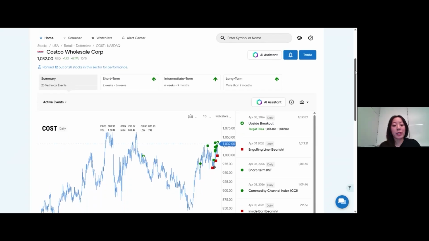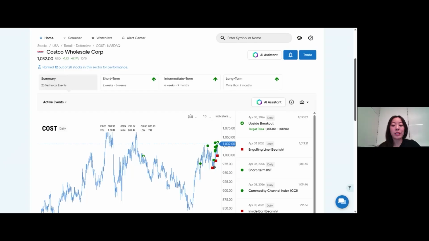So like I mentioned earlier, the Technical Insight tool analyzes price movements, chart patterns, indicators, and momentum to detect any bullish or bearish signals on any security instead of you having to manually analyze that on a chart and assuming and doing your own charting of what these technical events are and what these indicators mean.